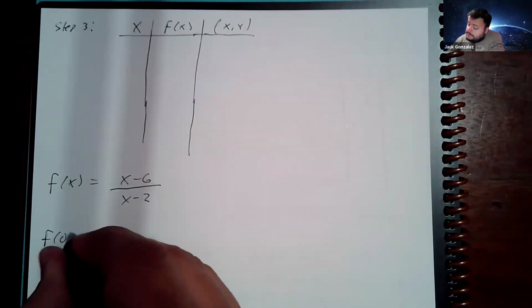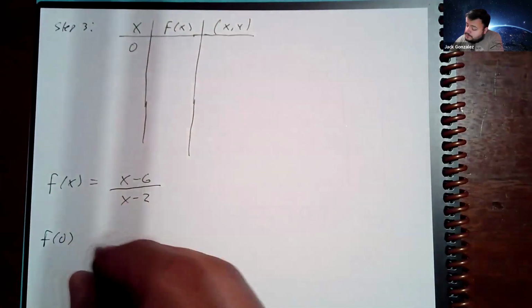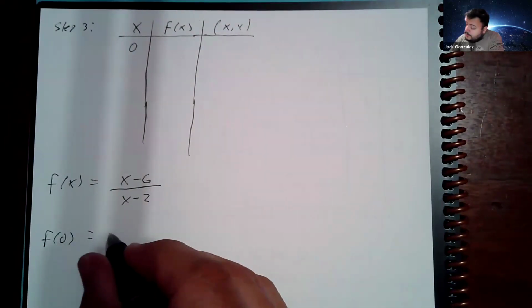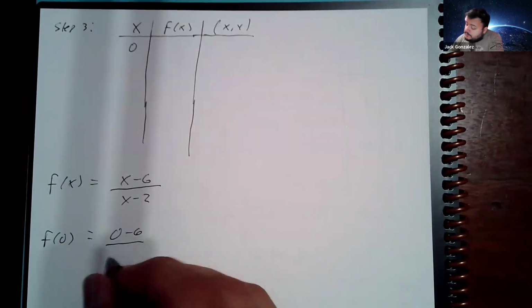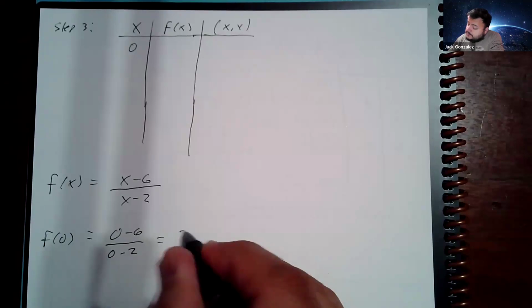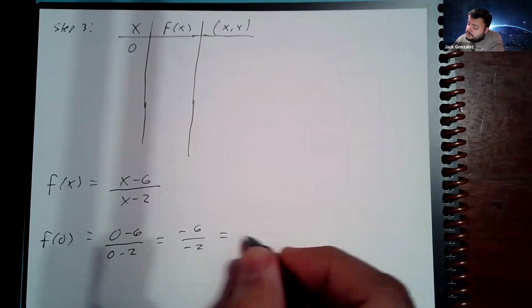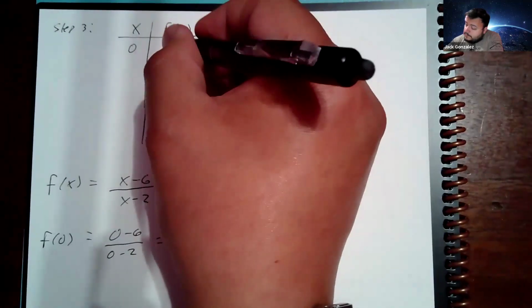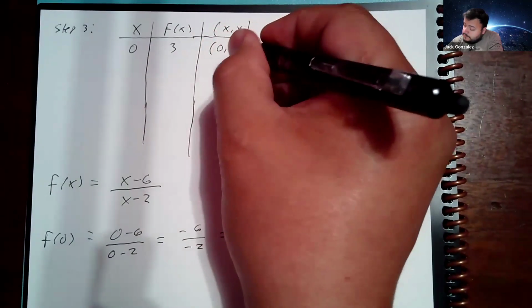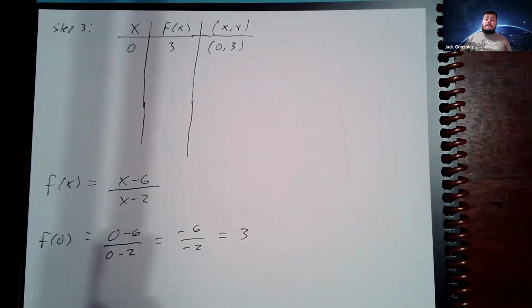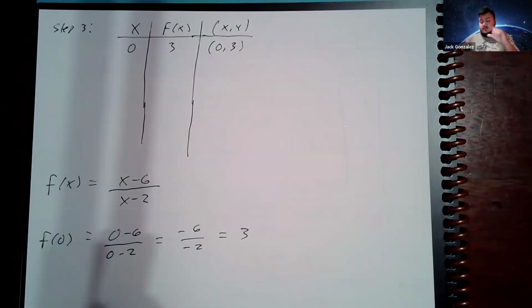So I'm going to pick 0. It looks like it'll make it an easy one. 0 minus 6 over 0 minus 2, that'll be negative 6 over negative 2, which is 3. So the output is 3, and 0, 3 is the point. So plug in any number you want, but make sure you're on either side of your vertical asymptote.